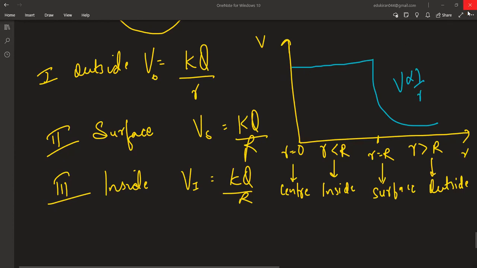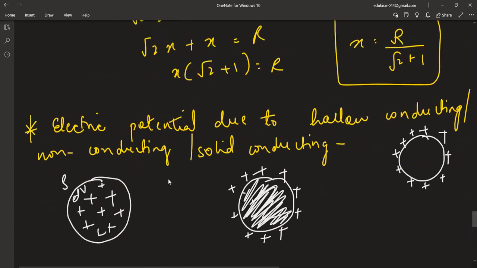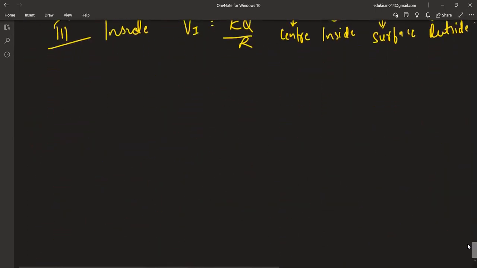See, after this, three things we have discussed: hollow conducting, hollow non-conducting, and solid conducting. One is left. Solid non-conducting is left. It means the sphere is solid also and the charges are accumulated inside. That can also come. Just remember the formula, otherwise we will see questions also.